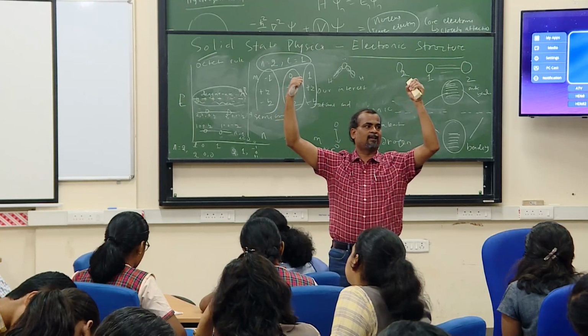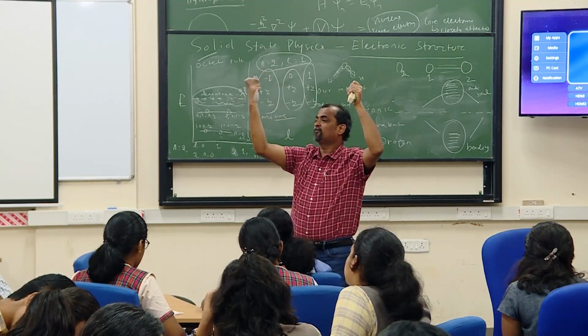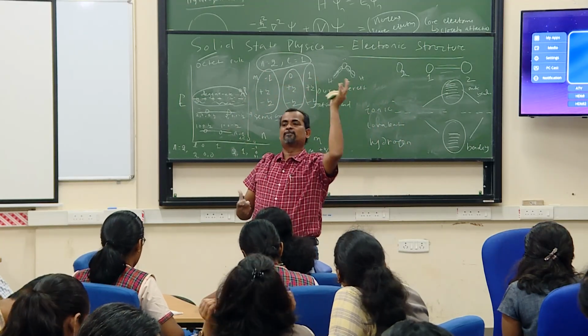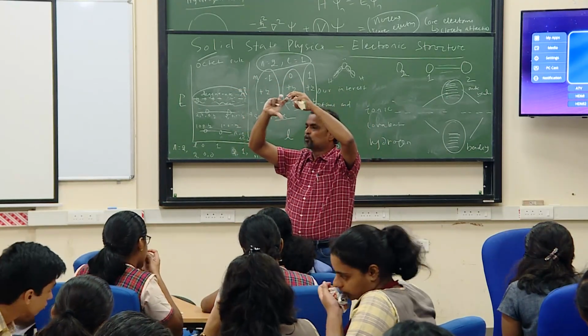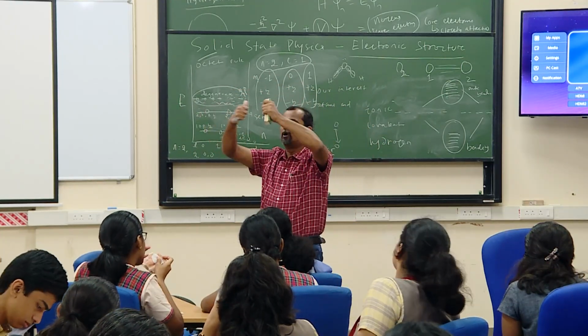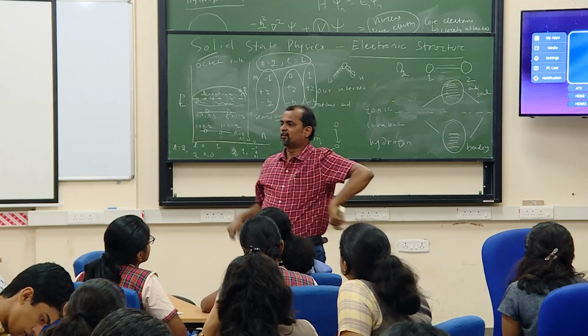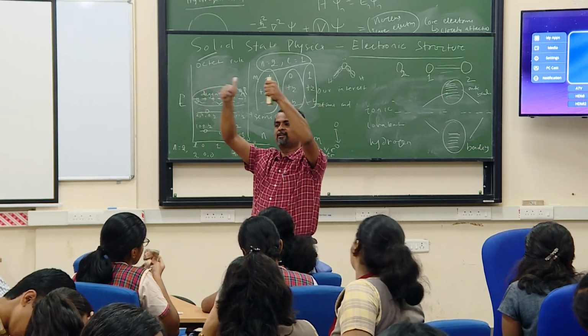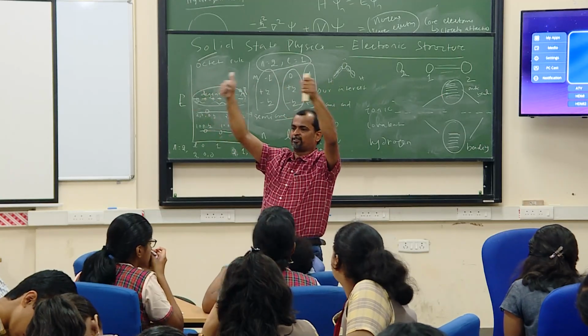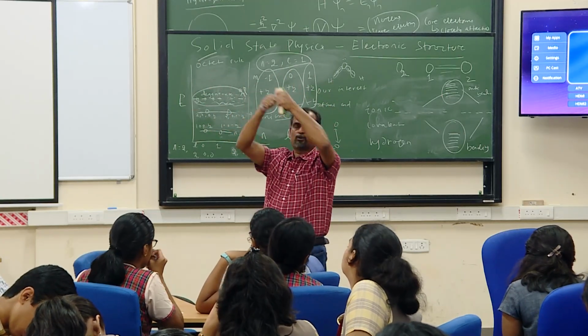If chlorine gets that electron, its shell is fully filled. If sodium gives away that electron, its shell is fully filled. Now there are two fully filled atoms bonded to each other by transferring the electron. One becomes positively charged, the other becomes negatively charged. Then you have an attractive Coulomb potential. That keeps them together. That is sodium chloride.